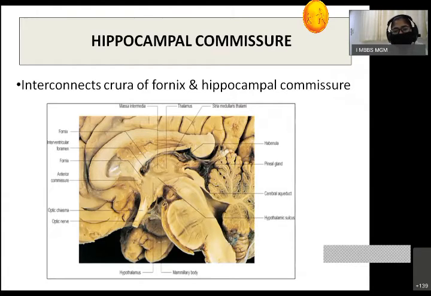So the hippocampal commissure interconnects the crura of the fornix. Here we can see the anterior commissure. This is the fornix part. So it interconnects the crura of the fornix, the hippocampal commissure.